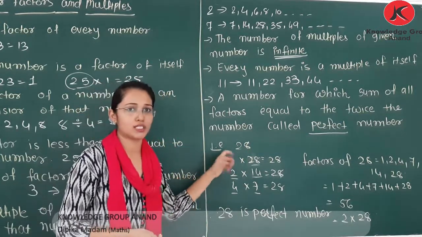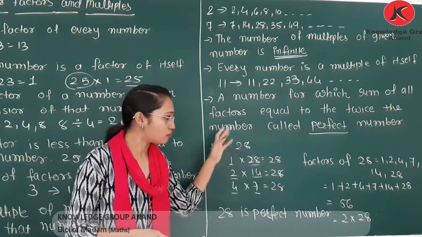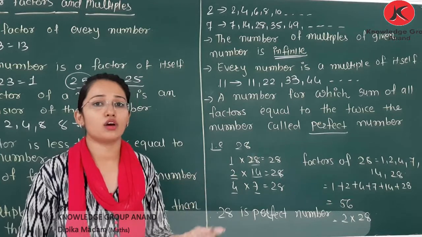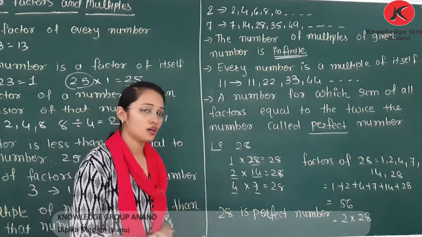Here one example is given, that is 28. Why? Because if you add the factors of 28, you will get twice that number. That's why it is a perfect number.